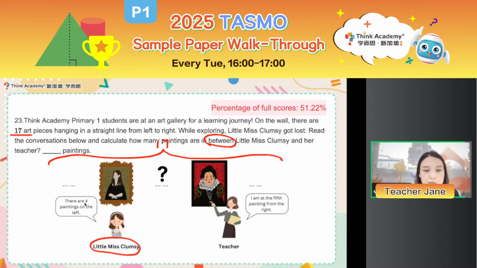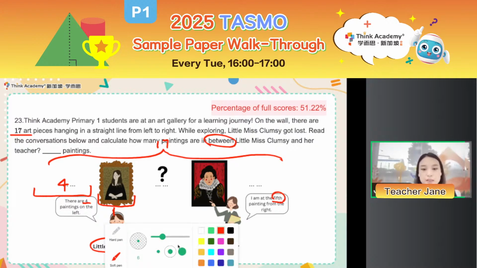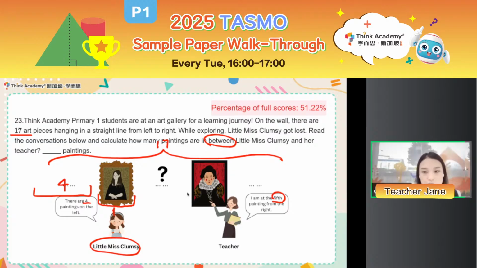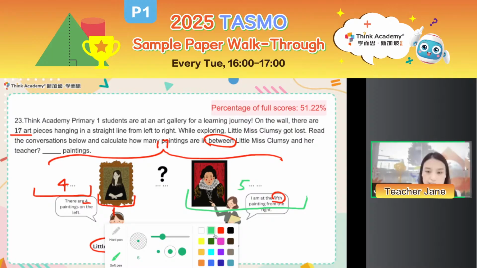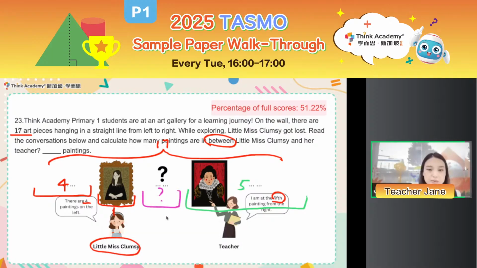Okay, you can see here. Little Miss Clumsy says there are 4 paintings on the left. Is this painting counted? Yes or no? No, not counted, right? Because this is a cardinal number. Okay, so we can label this as 1, and on the left side of it, there are 4, right? And then, let's see, the teacher says, I am the fifth, counting from the right side. Just now we said when we have the ordinal number, the person himself is also counted, right? So we can see this painting is also included. There are 5.